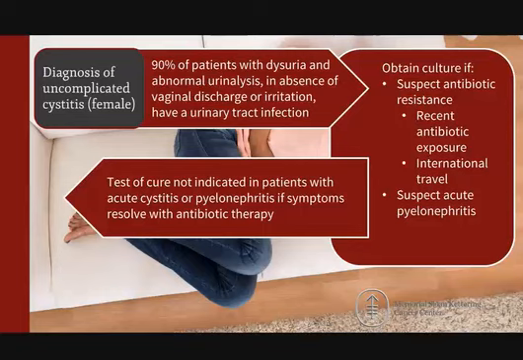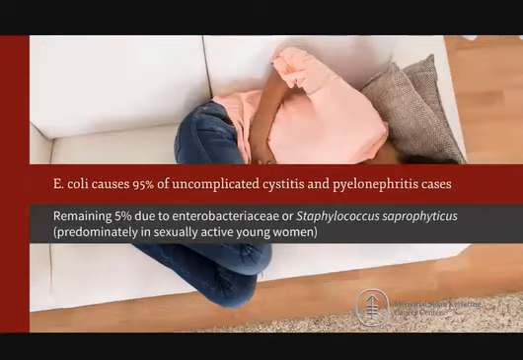Follow-up urine cultures for test of cure are not indicated in patients with either acute cystitis or pyelonephritis whose symptoms resolve with antibiotic therapy. As many as 95% of cases of uncomplicated cystitis and pyelonephritis are caused by E. coli, with most of the rest due to other Enterobacteriaceae or, predominantly in sexually active young women, Staphylococcus saprophyticus.